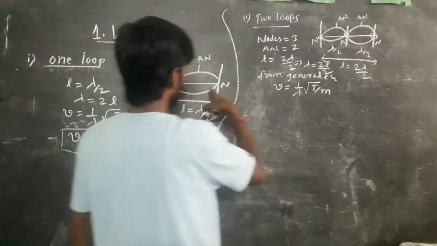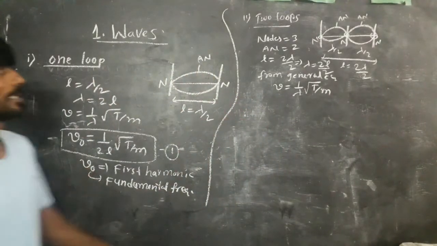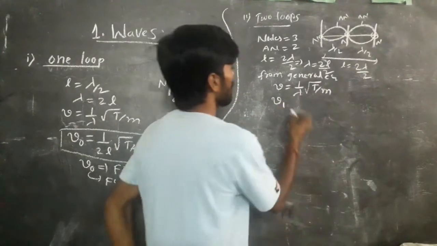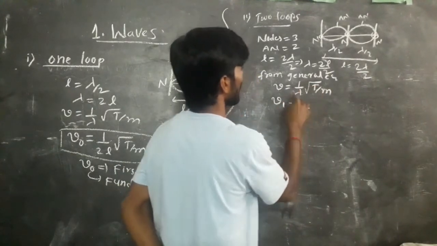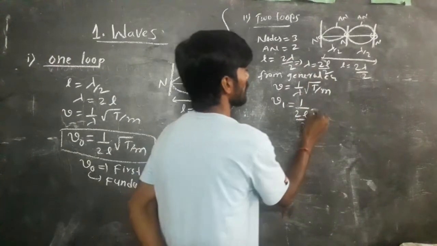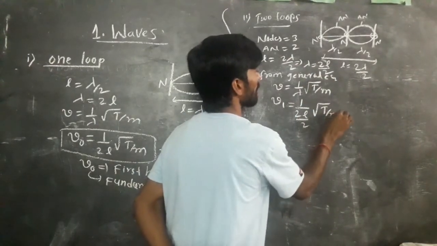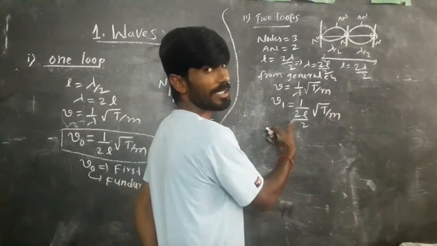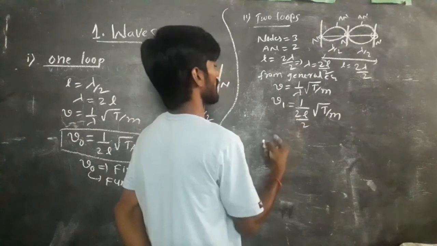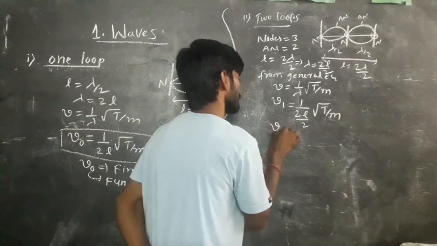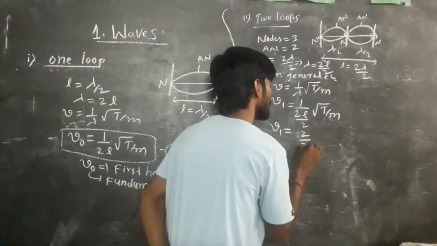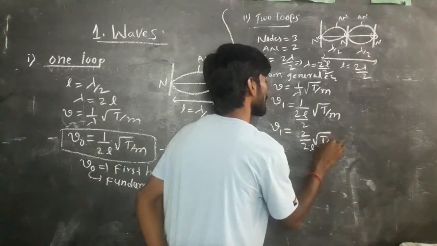In the first loop I am taking mu naught. In two loops I am taking frequency mu 1. So mu 1 is equal to 1 by lambda value, 2l by 2, into under root d by m. Now the denominators change, the numerator and the denominator swap, so the values change. Mu 1 is equal to 2 by 2l under root d by m.